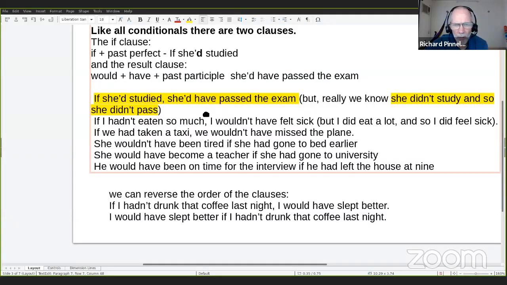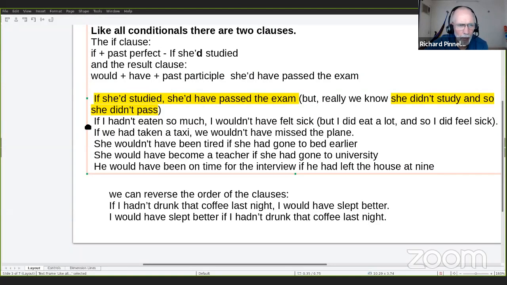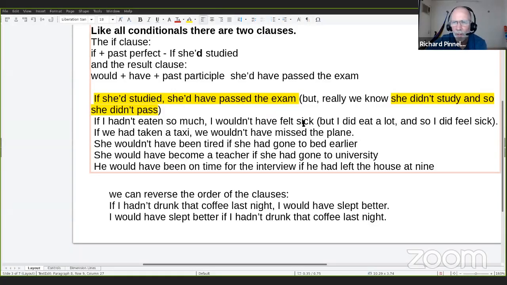So let's look at the other examples, and then we can practice the pronunciation. If I hadn't eaten so much, here we have a negative, I wouldn't have felt sick. The reality is the opposite. I did eat a lot, so I did feel sick. If I hadn't eaten so much, I wouldn't have felt sick.